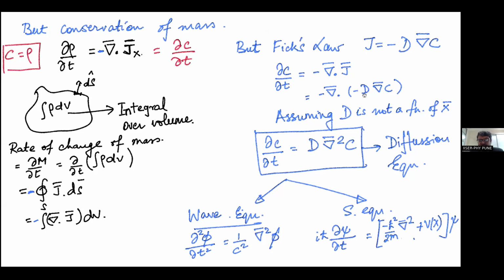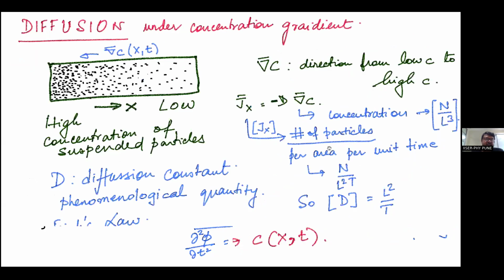Equal to minus divergence J, and J has been replaced here. Assuming D is not a function of x, divergence of D grad C, J was D grad C from Fick's law, you get this diffusion equation. This is your diffusion equation. And why do you care about the diffusion equation? Because on solving this diffusion equation, you will get concentration as a function of x and t. That is why you care, right?